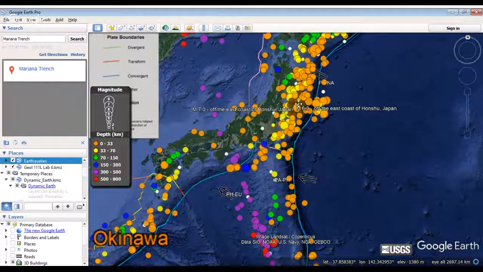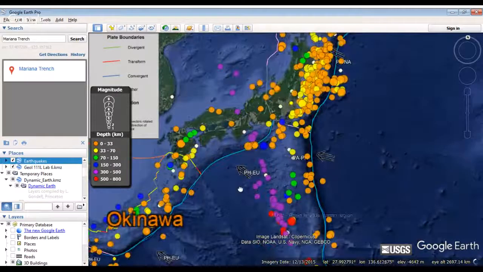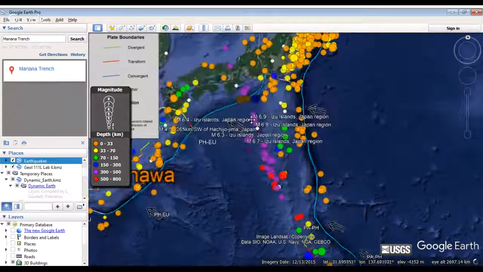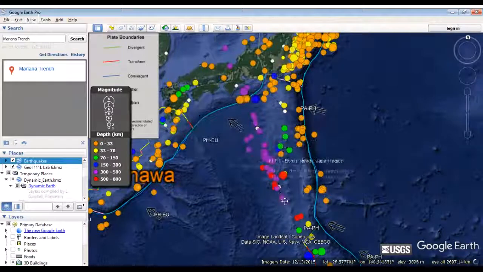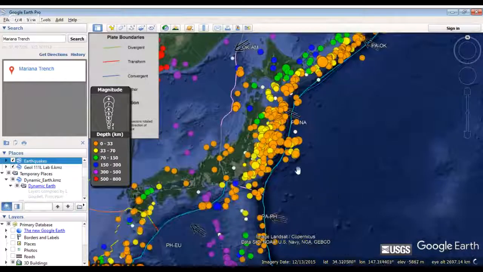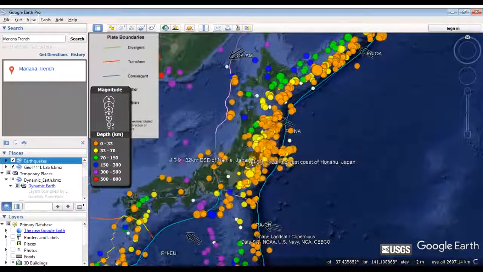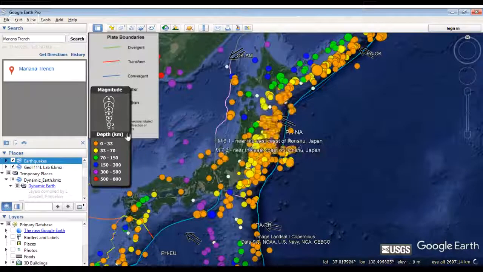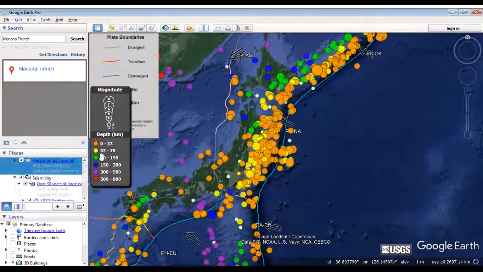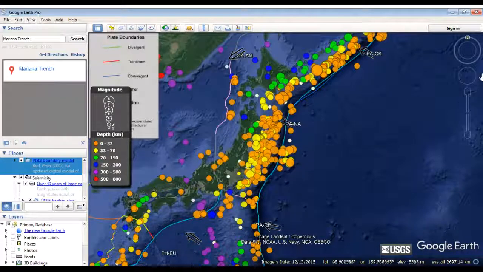Most of them look like they're just between 0 and 33. Yeah. Some of them are deeper, but most of them are 0 to 33. Yeah, except down here, we have all these deep ones too. So most of the quakes along Japan are 0 to 33? Yeah, 33 to 70. Well, I wish that we could turn some off to be able to look at it a little bit better.